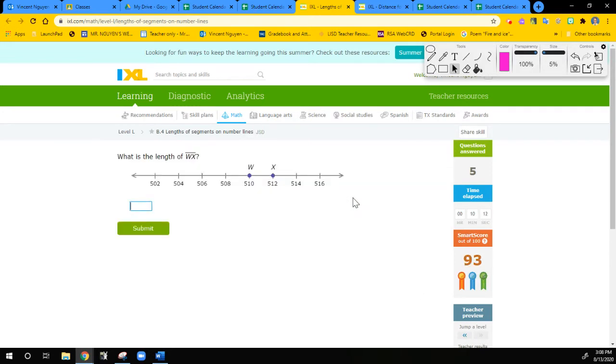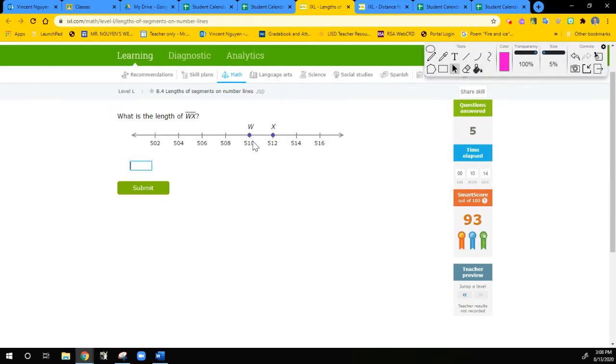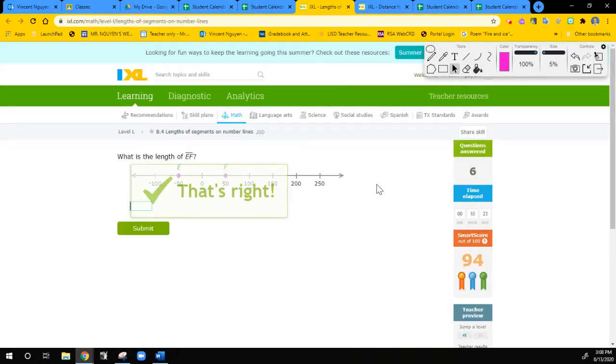I'll probably do a few of them, not too much. 512, that's 2 units. That's too easy. Why are they giving us easy problems? All right, so maybe this one's not as easy. So let's just count really quick. From negative 50 to 0, it's 50 units. I have to walk 50 steps to get to 0. And then from 0 to the other 50 would be another 50 units. So together, I have 100 units altogether, right?